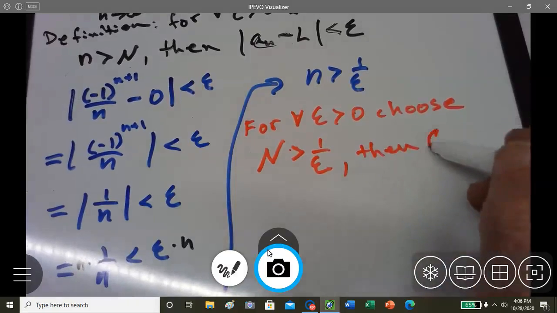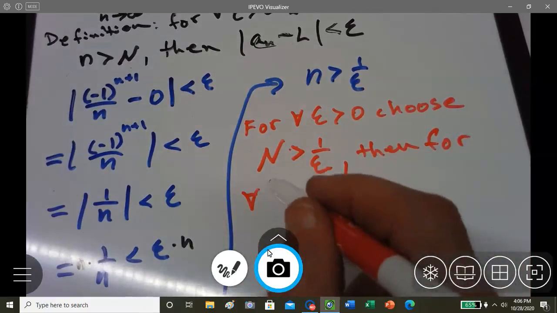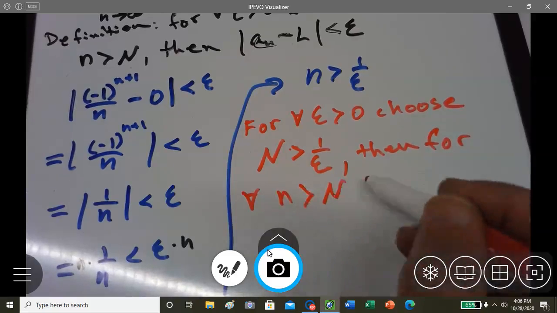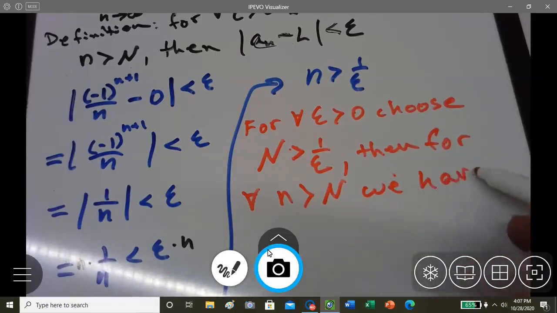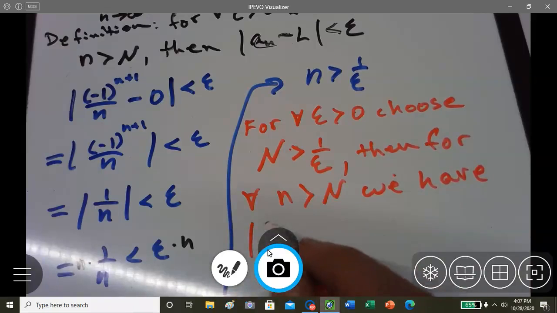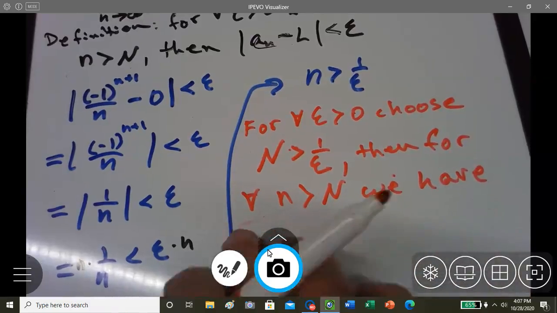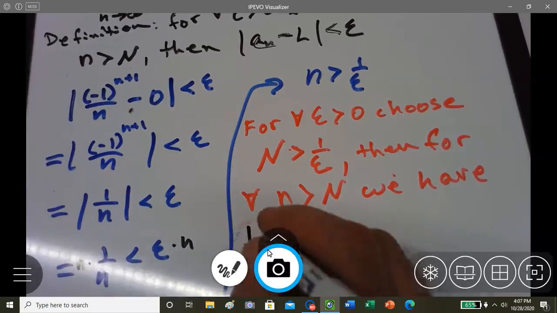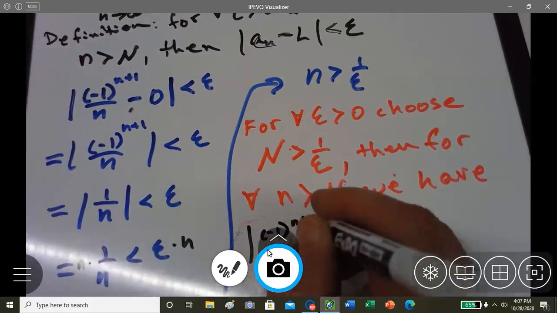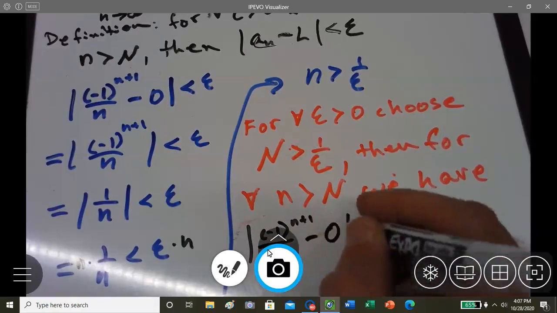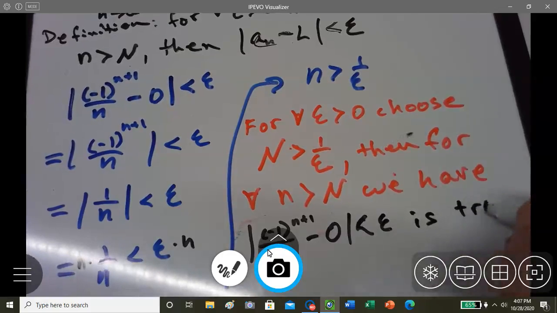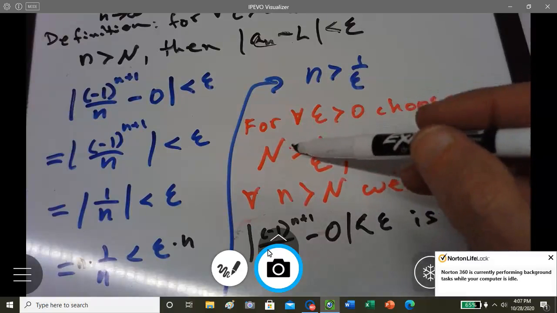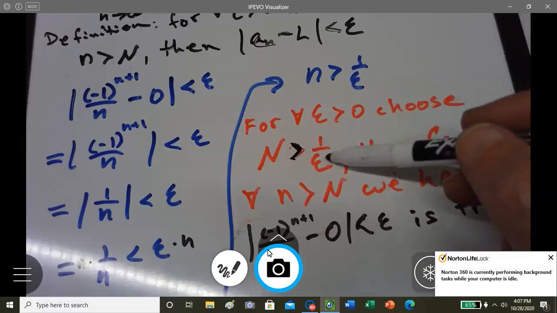Then for all n greater than our boundary N, we have our absolute value of (-1)^(n+1) over n minus 0 is less than epsilon. I'm going to do this in a different color so you can see it better. That is true. Why is it true? Because n has to be greater than whatever 1 over epsilon is, whatever epsilon is.